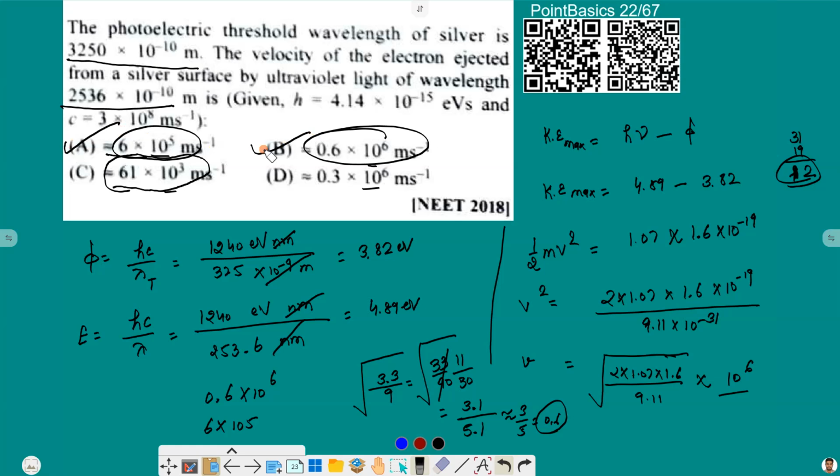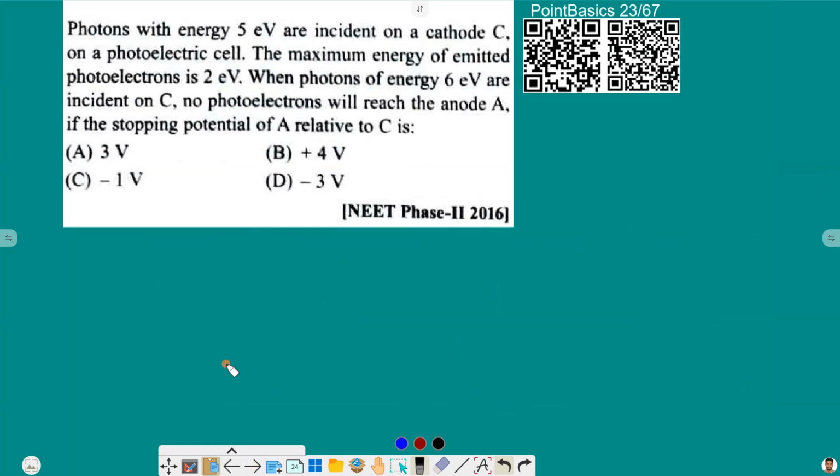Now let's move ahead to the next one, 23rd. Photons with energy 5 electron volt are incident on a cathode C of a photoelectric cell. The maximum energy of the emitted photoelectrons is 2 electron volt. Then photons of energy 6 electron volt are incident on C. No photoelectron will reach the anode A if the stopping potential of A relative to C is.